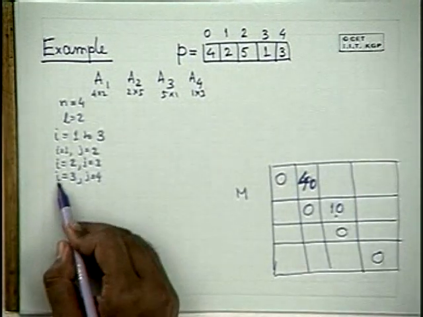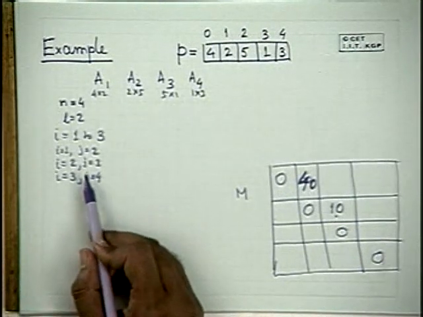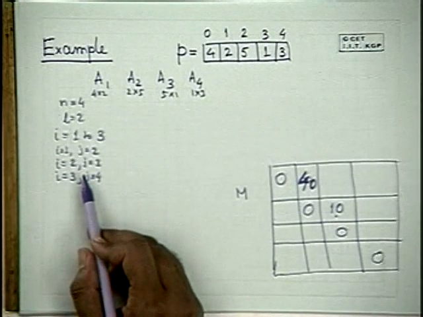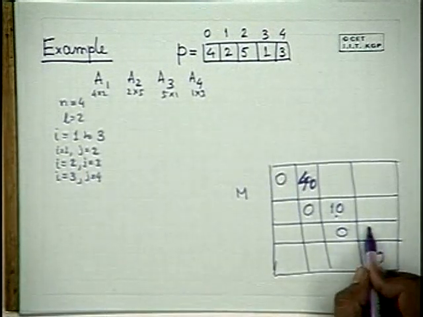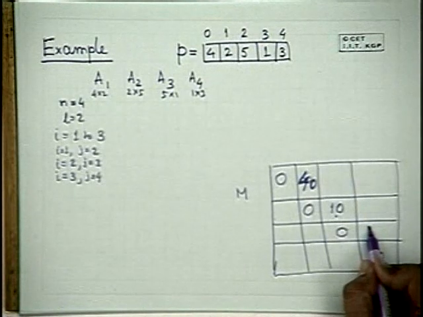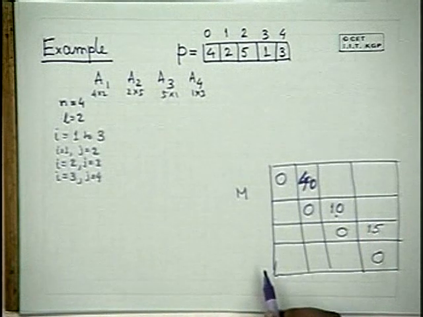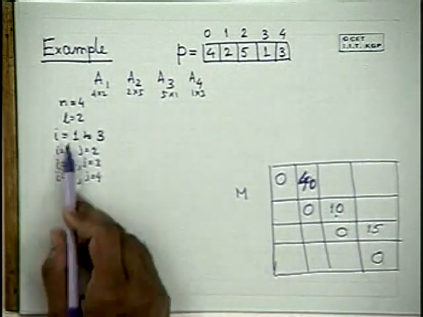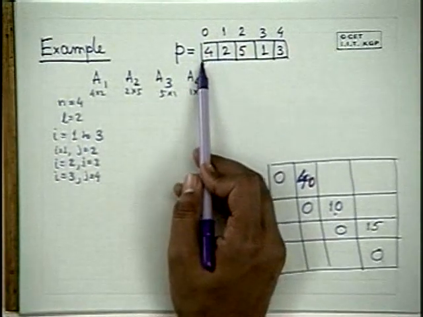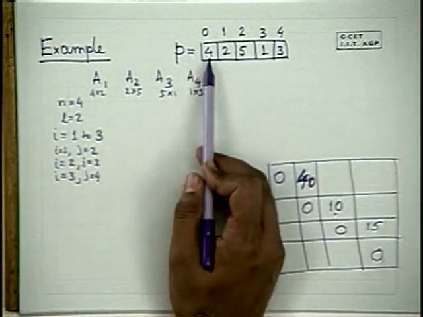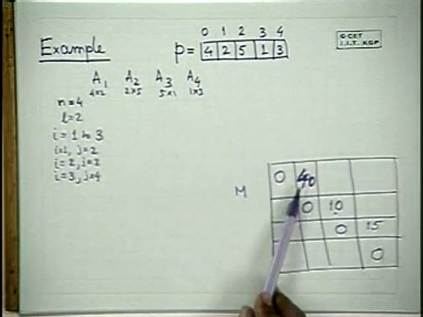Okay, now let us see. I becomes 3, j becomes 4. So you are trying to see the multiplication of A3 and A4, and how much that will be. So basically you will get M34 as 15. Could you follow this step? So when L is equal to 2, see what you have done. You have taken the A1 A2 multiplication, A2 A3 multiplication, A3 A4 multiplication, and we have kept these values.